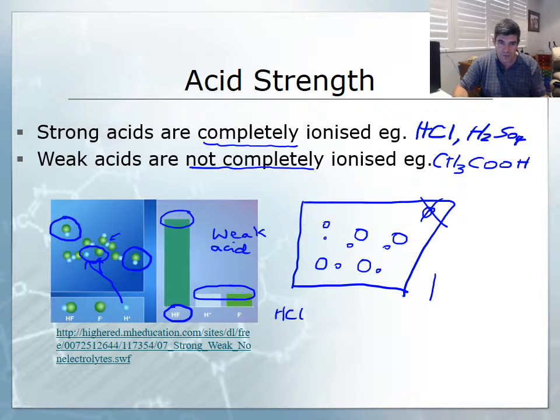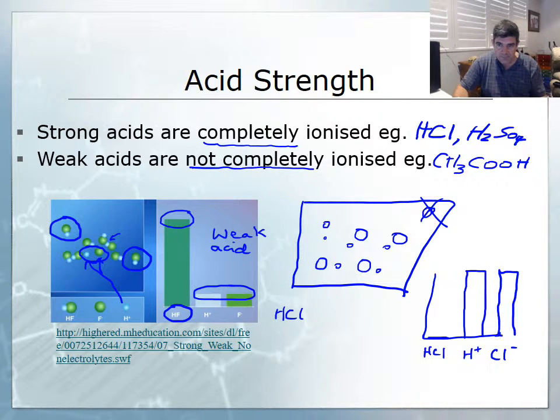So if we were to draw a grid the same way that we had before, the HCl down here would be at 0, H+ would be up here, and because the ratio is 1:1, Cl- would be up here as well. So this would tell you that HCl is a strong acid.